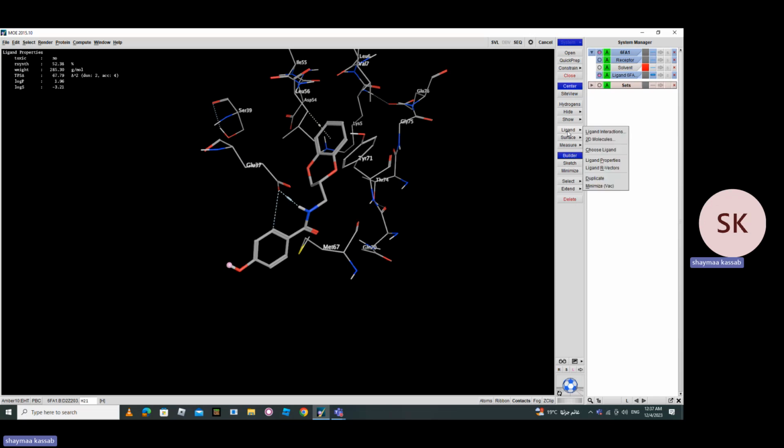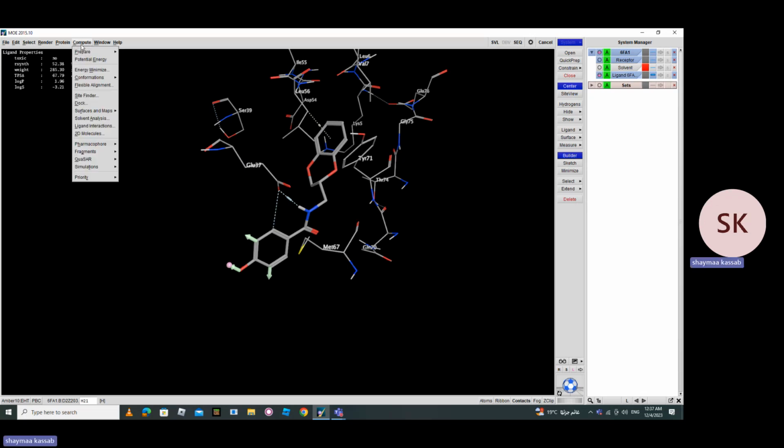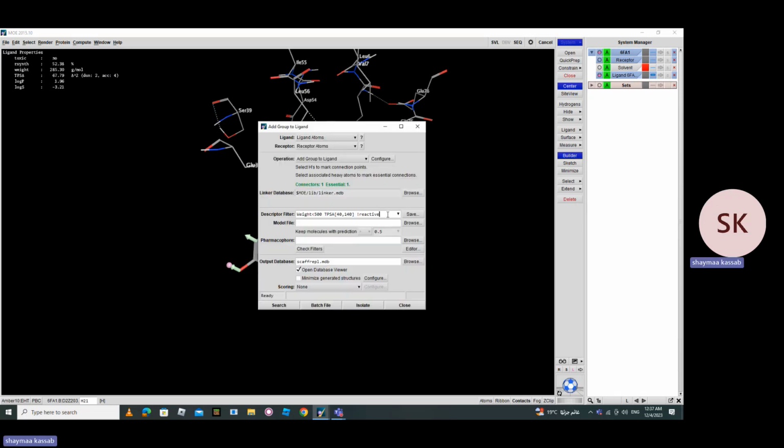Let's check that this position is among the R vectors. The arrow headed up here means that this position is available to be substituted by different substituents. So you have to check this carefully before starting the process. Let's add a group to the ligand.